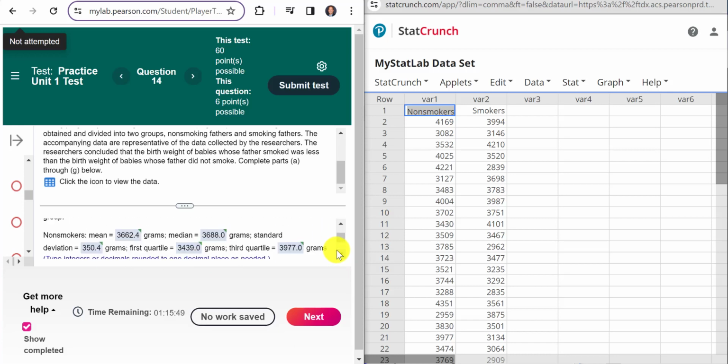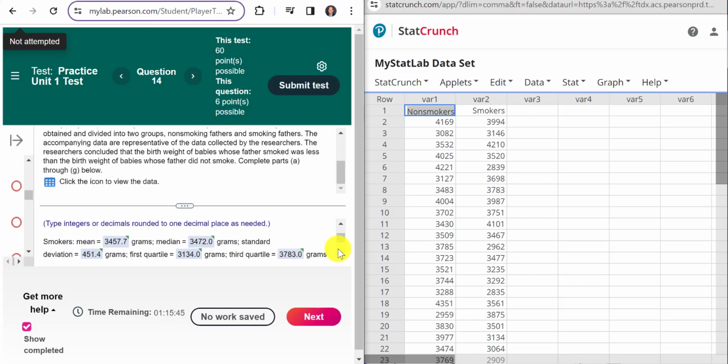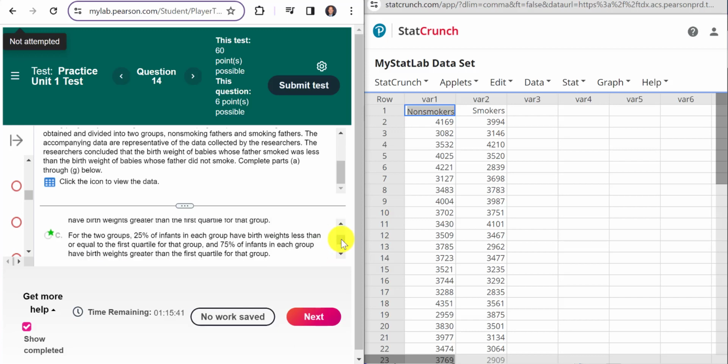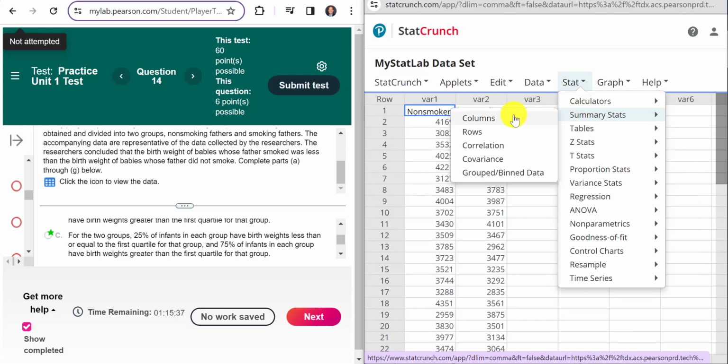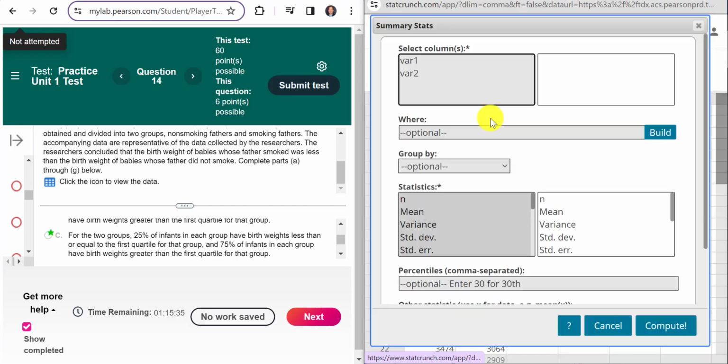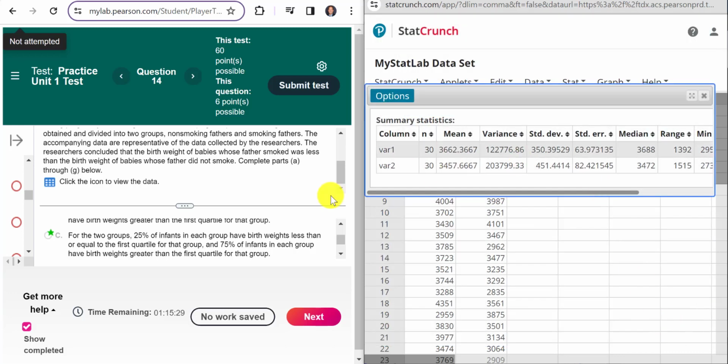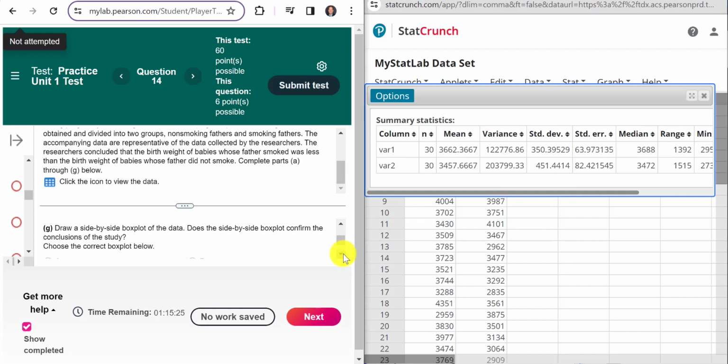And then they wanted the mean, median, standard deviation, and the quartiles for smokers and non-smokers. We can actually do both with summary stats, columns, and you can click and then control click. So you've got both, hit compute, and it'll put them side by side. So you can fill in all of that relevant information there.